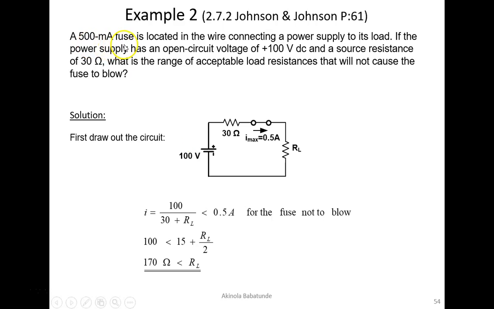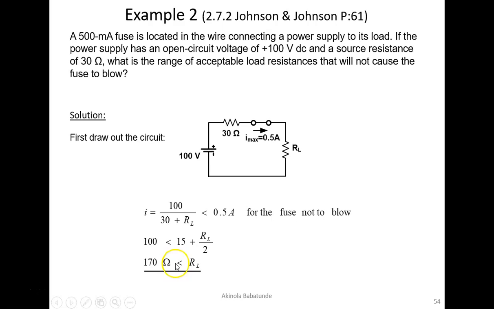which we know as 0.5 amperes or 500 milliamperes. So we can say that the current passing through will be equal to the source voltage, which is 100, divided by the equivalent resistance in the circuit. The equivalent resistance in the circuit will be 30 plus RL, and that's exactly what we have here. And whatever we obtain when we divide 100 by this addition of 30 plus RL, whatever we obtain as our I, it should be less than 0.5. So what you will find out is that we have an inequality expression here. If we rearrange this inequality, we have 100 divided by 30 plus RL less than 0.5 amperes. If we rearrange that, you will find out that our RL is greater than 170 ohms.